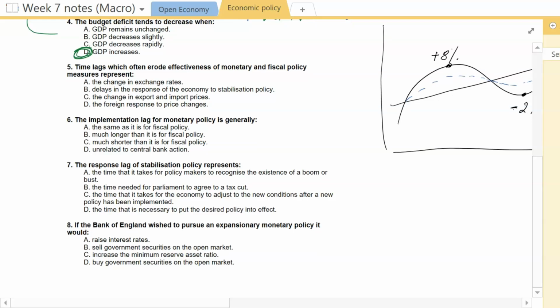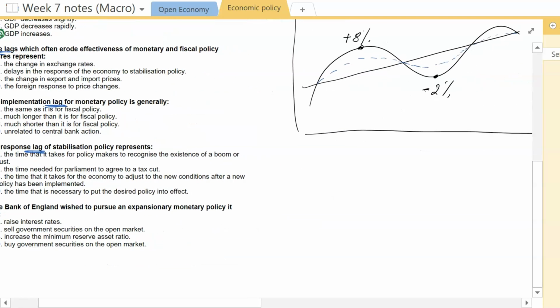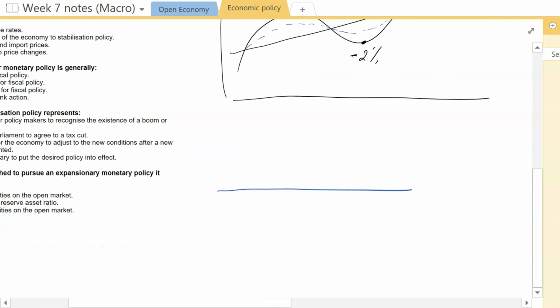Next, the next group of questions focuses on time lags. So this question, and this question. This group of questions. Let me explain the lags. Generally, lags are delays in our actions.